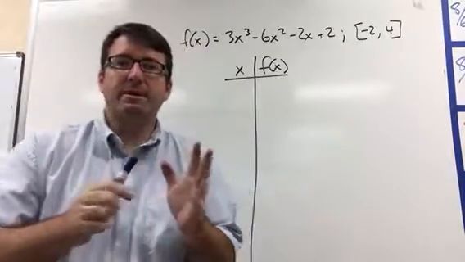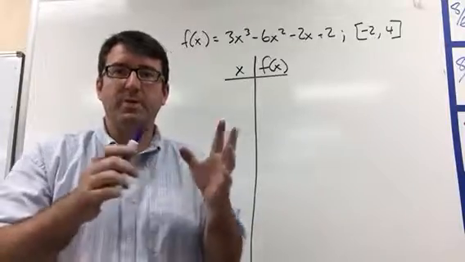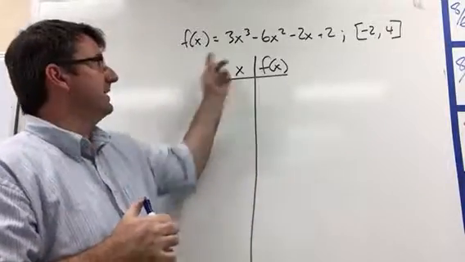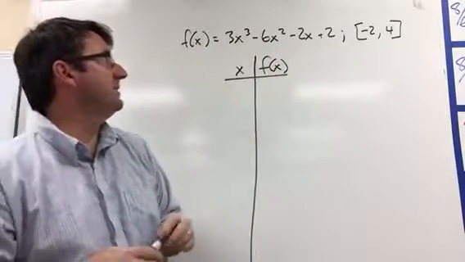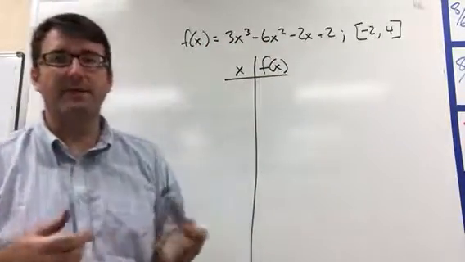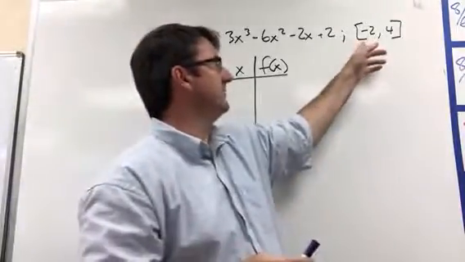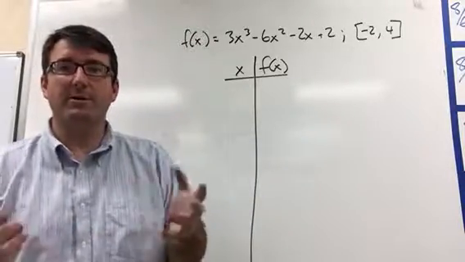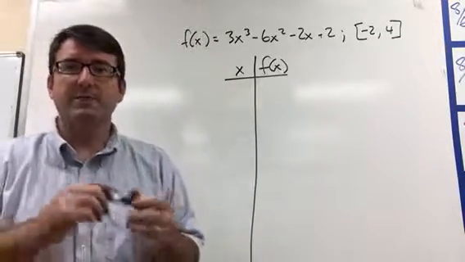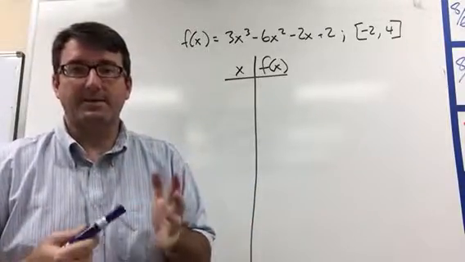Number 17, we're asked to find consecutive integers between which we're going to find real zeros of this function. So f of x equals 3x cubed minus 6x squared minus 2x plus 2. And we're asked to look on the interval from -2 to 4. So we're looking for real zeros of this function. The real zeros are going to be where the function crosses the x-axis.